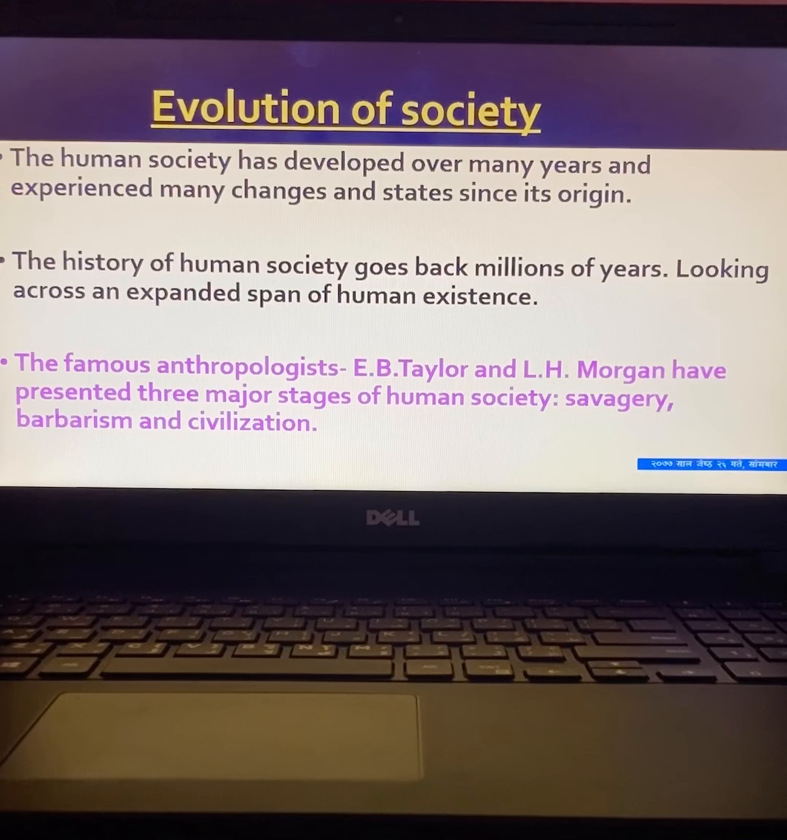The famous anthropologists E.B. Taylor and L.H. Morgan have presented three major stages of human society.